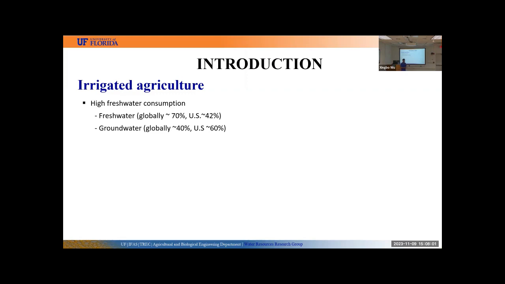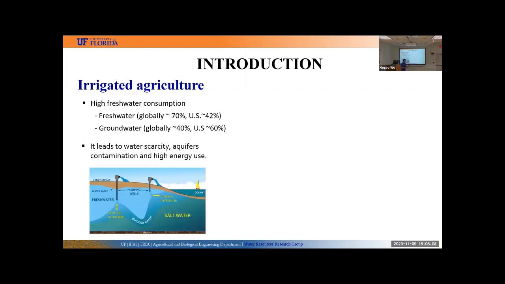This high water usage or withdrawal comes with consequences. For instance, it might cause water scarcity for other sectors, such as municipal, industry, and even agriculture itself. It also causes aquifer contamination, because if we are using too much water, we are going to have leaching, and that leaching might affect the surrounding environment like lakes and rivers. In addition, high water usage in agriculture also causes high energy use, which also affects the environment due to pollution. It also forces growers to spend more money on energy.